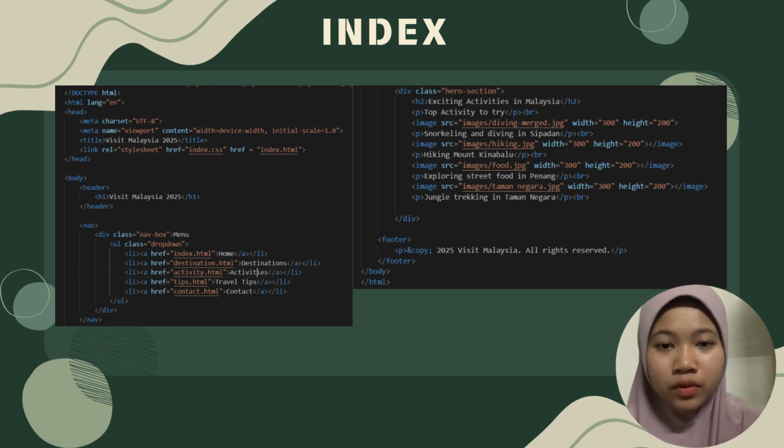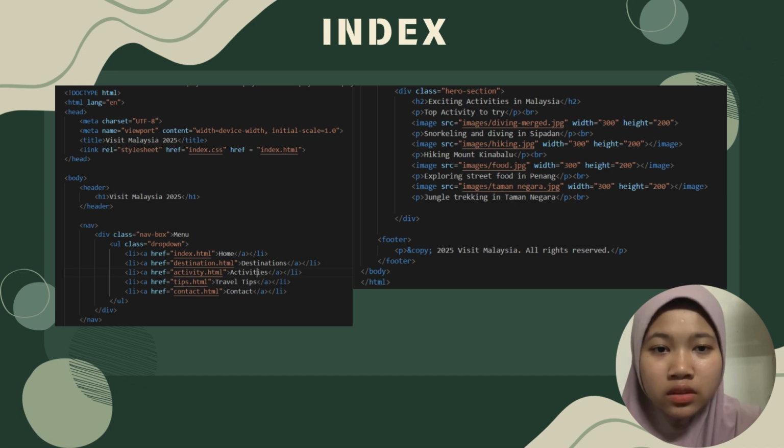For the index part, first, doctype HTML declares the document type and HTML version. Then HTML lang equals en starts the HTML document and sets the language to English. After that, the head section contains metadata, including meta charset equals UTF-8, which sets character encoding to UTF-8, and meta name viewport content width equals device-width, initial-scale 1.0, which makes the site responsive on different devices.